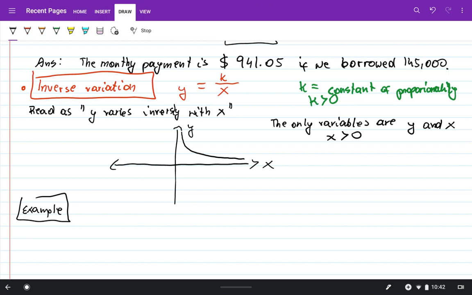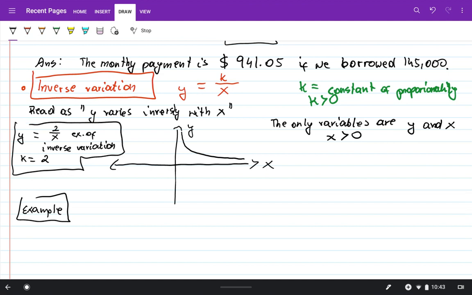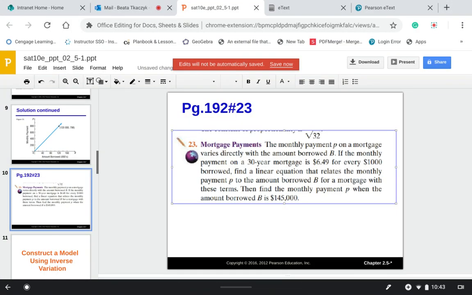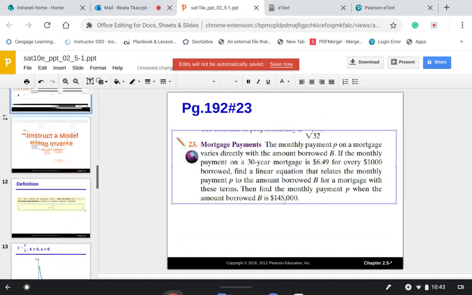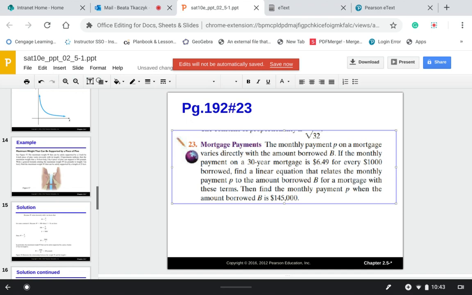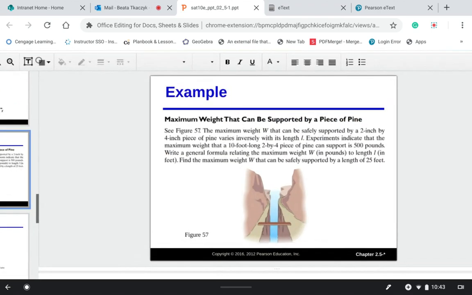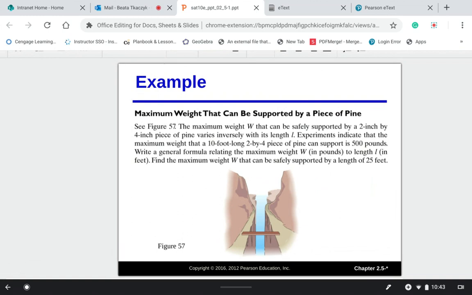Okay, and again, inverse variation. An example of inverse variation can be y equals 2 over x. So this is the example of inverse variation. Like you see, the constant k, the constant of proportionality, is 2, which we always need to know. So let me move on to the example from PowerPoint. This is the example which I want to talk about. You guys have that on PowerPoint.